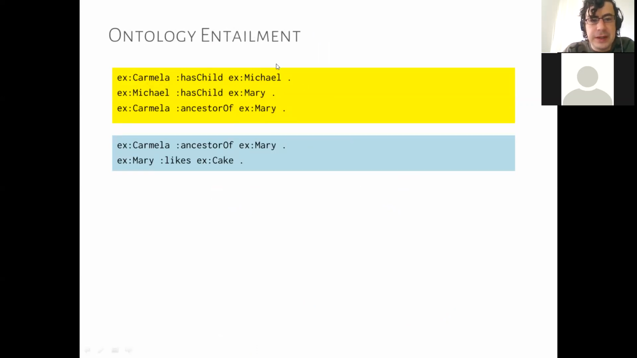So let's have a look and see. In this case, we have this ontology entailment. First of all, we have to ask, is there an entailment? So we have Carmela has child Michael, Michael has child Mary, and Carmela ancestor of Mary. Okay. And then we say Carmela ancestor of Mary. That seems to be entailed because we have that directly stated here. And then we have Mary likes cake. So, okay, we can see that there's no way to entail this, right? So Mary likes cake. This ontology is not entailed by this ontology here.